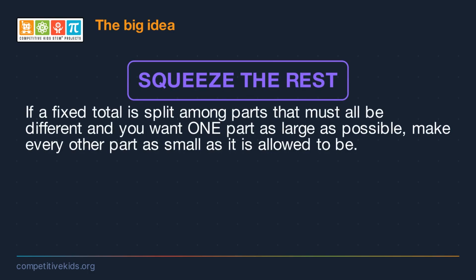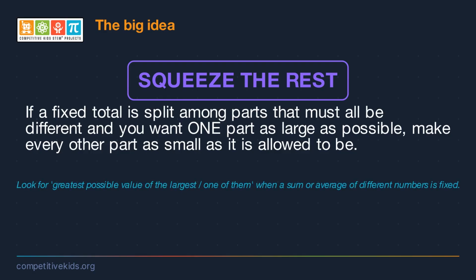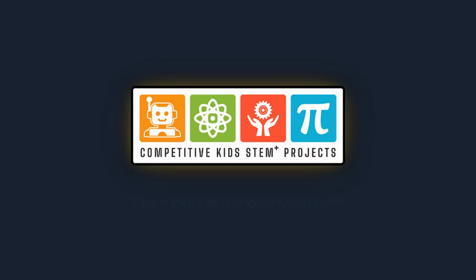If a fixed total is split among parts that must all be different, and you want one part as large as possible, make every other part as small as it is allowed to be. The leftover is your maximum. Look for the greatest possible value of the largest, or of one of them, when a sum or average of different numbers is fixed.